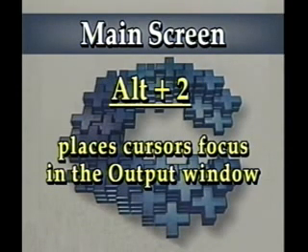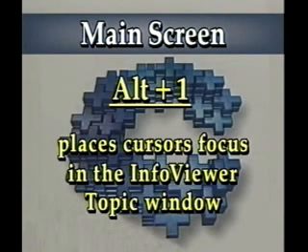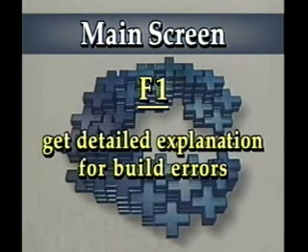Alt plus 2 places cursor's focus in the output window. Alt plus 0 places cursor's focus in the project workspace window. Alt plus 1 places cursor's focus in the Info Viewer topic window. F1 gets a detailed explanation for build errors when the cursor is placed in the error number.